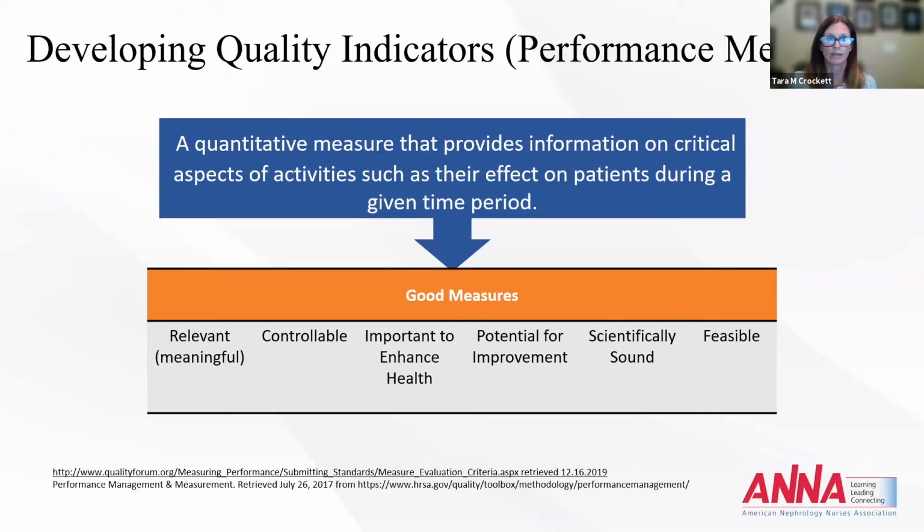Is what you're doing ultimately going to be able to be measured? Are you going to have impact and the only impact on that measure? Is it important to enhance health? Otherwise, why do it? If there's no room for improvement, there's no point in measuring it. Is it evidence-based? So that's scientifically sound. And is it feasible? Sometimes we try to measure something that's almost impossible. It takes too many people, too much time, too much money, that sort of thing. So these are 6 really good questions to ask yourself before you create any quality measure.